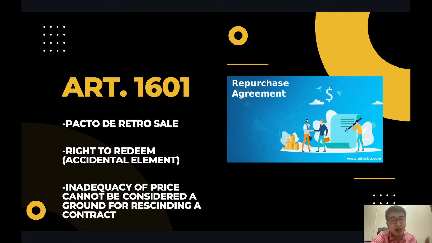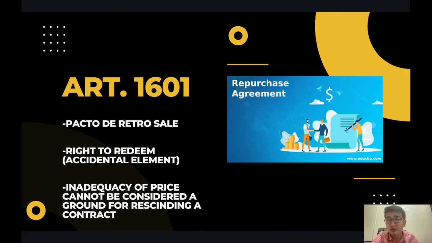So if it's a pacto de retro sale and the price is inadequate, meaning masyadong mababa yung price for the value of that thing. Let's say for example, the vehicle is valued at 700,000 but the vehicle is sold at 300,000. So masyadong mababa. There's an inadequacy of price. Hindi pwedeng gamitin ang rescission. Why? Because ultimately, pacto de retro sale siya. Ultimately, bibilhin niya din ulit. Okay? Hindi naman siya normal sale.